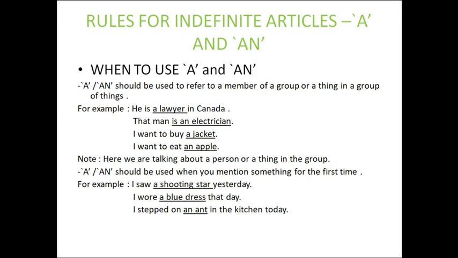Similarly, that man is an electrician. I want to buy a jacket. I want to eat an apple. Now please note that here, I'm talking about anything in a group of things or any person in a group of persons. So I need to use a or an before that.